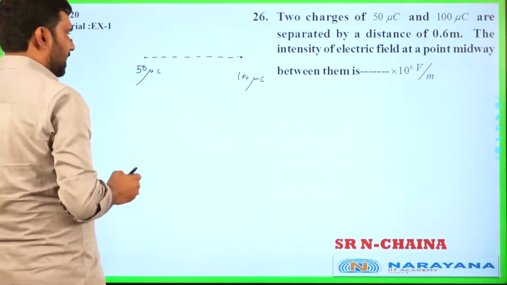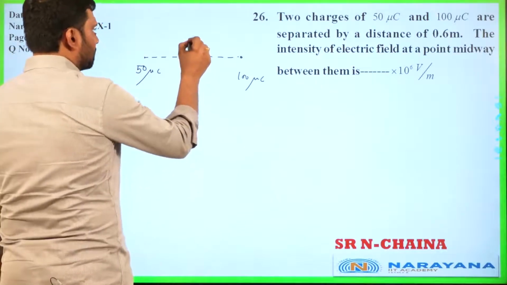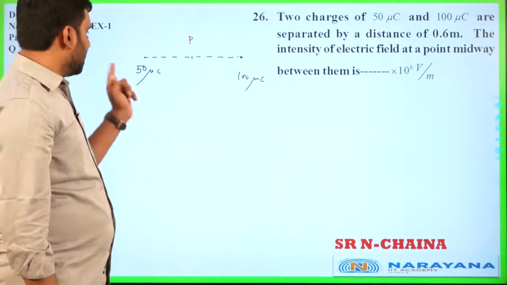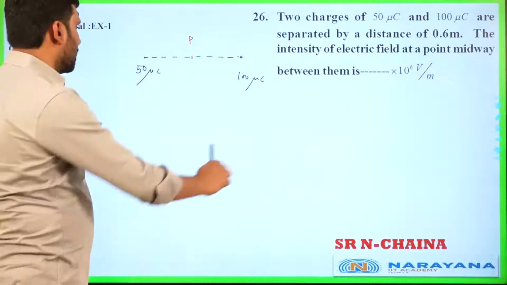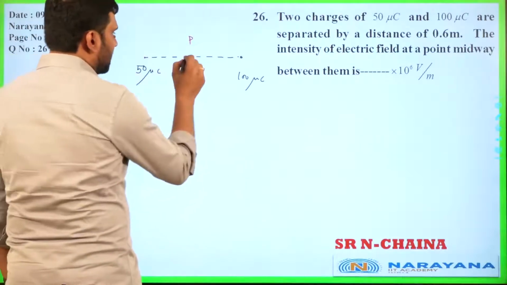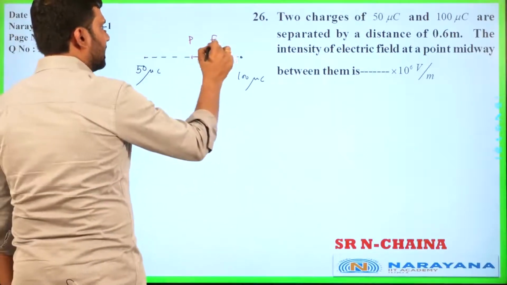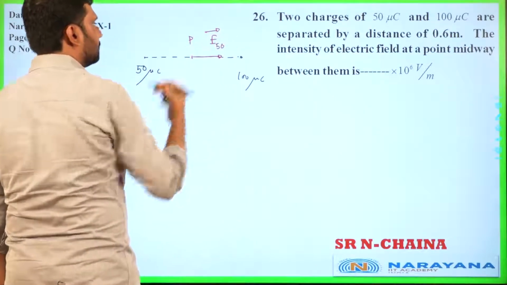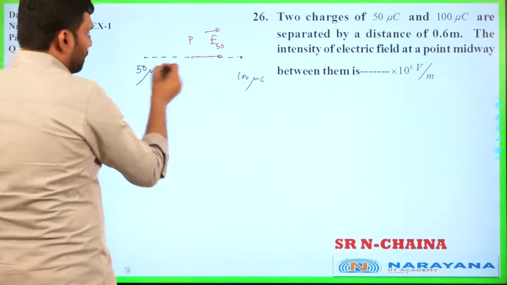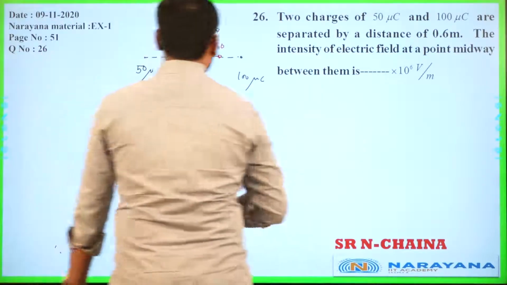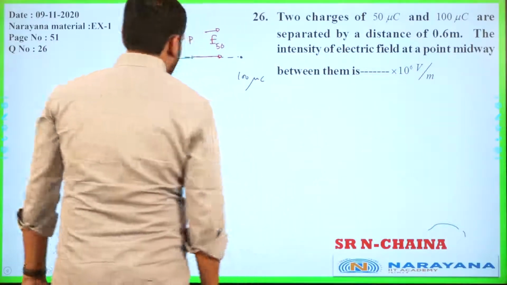You have to figure out the electric field at the midpoint. Suppose it is the midpoint. This is point P. Now think practically, both are positive charges. So due to both the charges, electric field will be radially outward. So now you check for this charge, for 50 microcoulomb, at point P, this is the direction of the field. So I will write this as E50 vector. Right? Now due to 100 microcoulomb, we can take in the opposite direction. Because if I look from here, that is the radially outward direction, right?